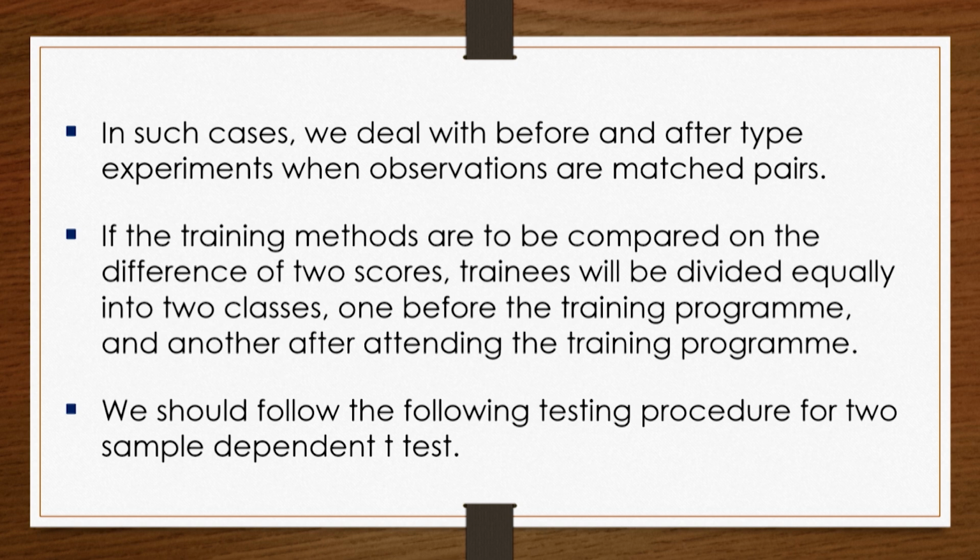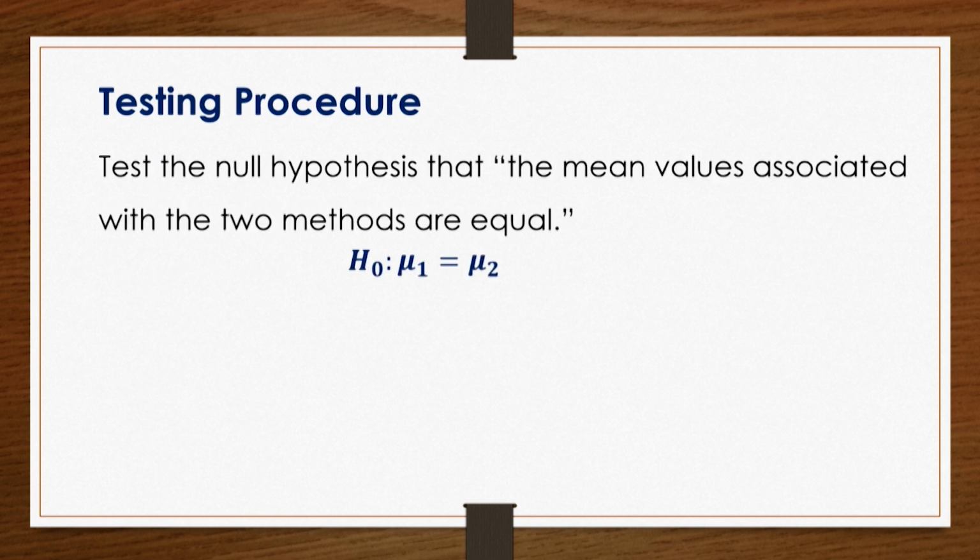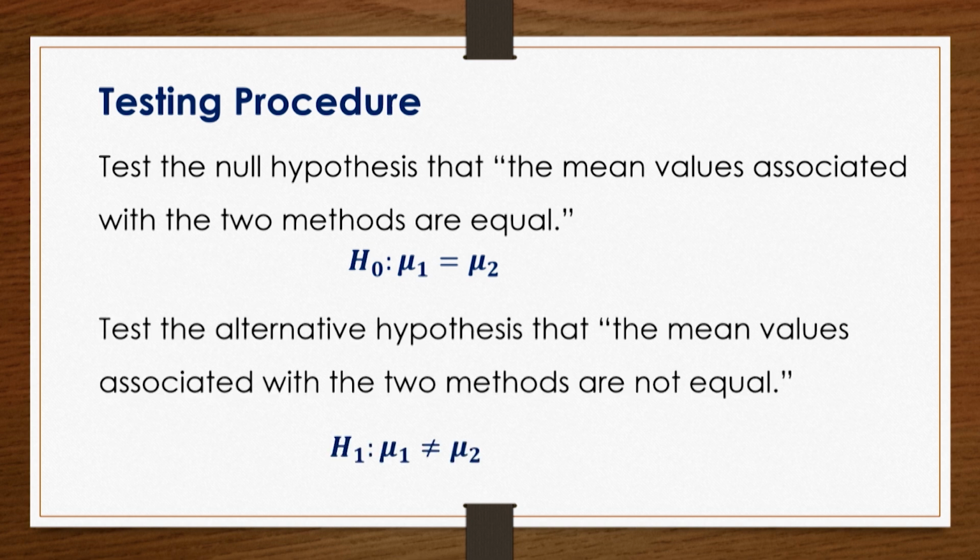We should follow the following testing procedure for the two sample dependent t-test. In the testing procedure, we have to follow five important steps. The first step is the null hypothesis, that the mean values associated with the two methods are equal. It is noted by H0: mu1 equals mu2. The second step is fixing the alternative hypothesis, that the mean values associated with the two methods are not equal, which is represented by H1: mu1 is not equal to mu2.